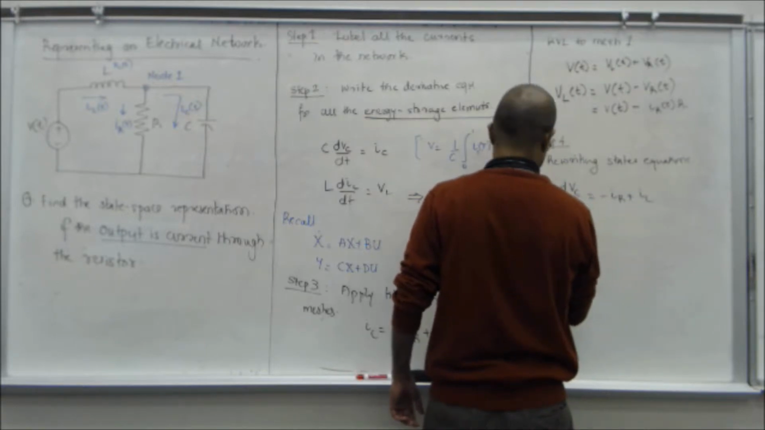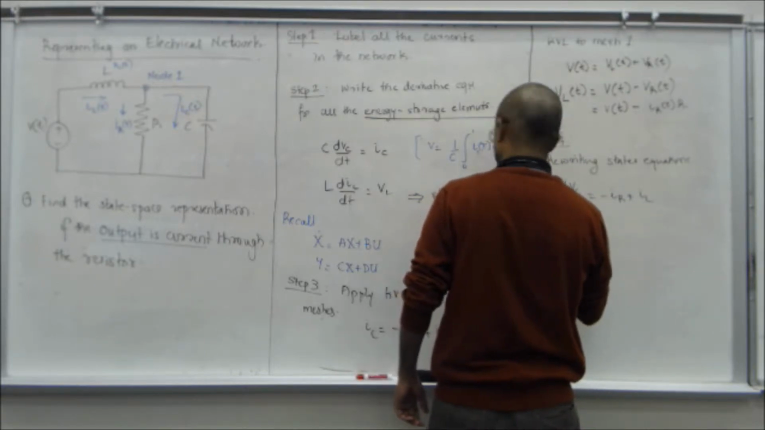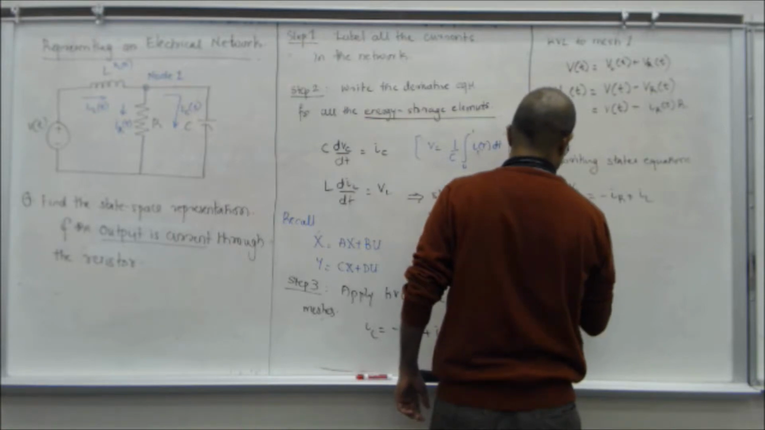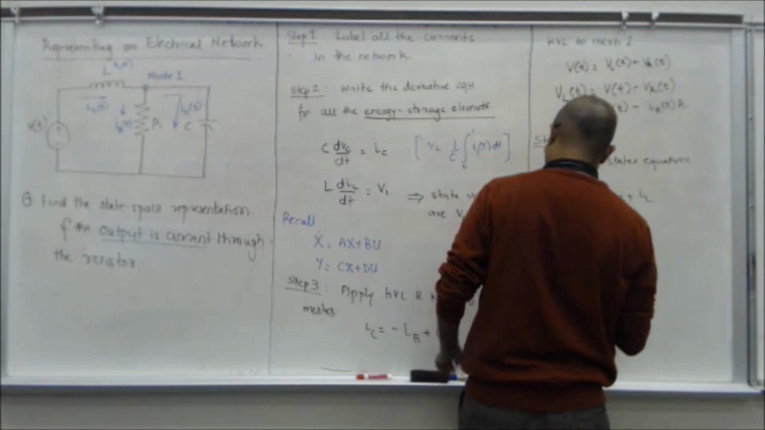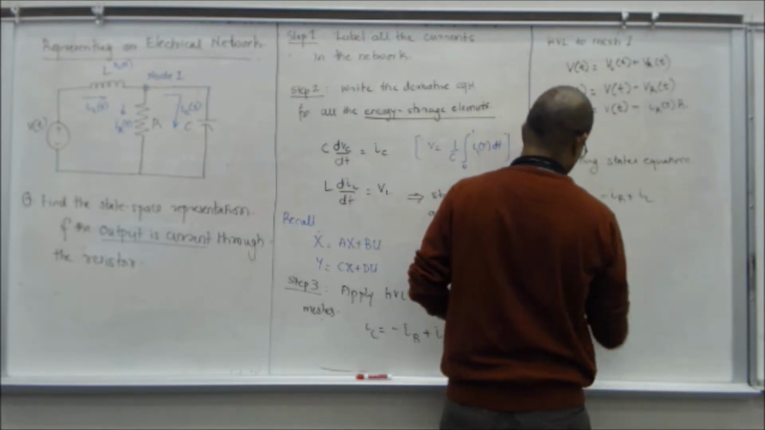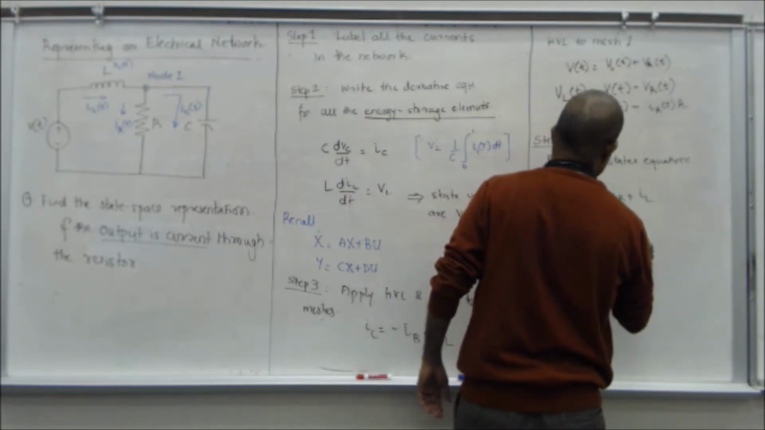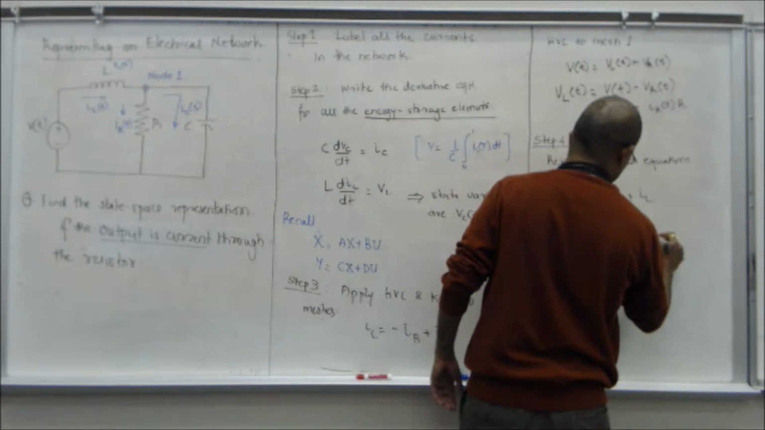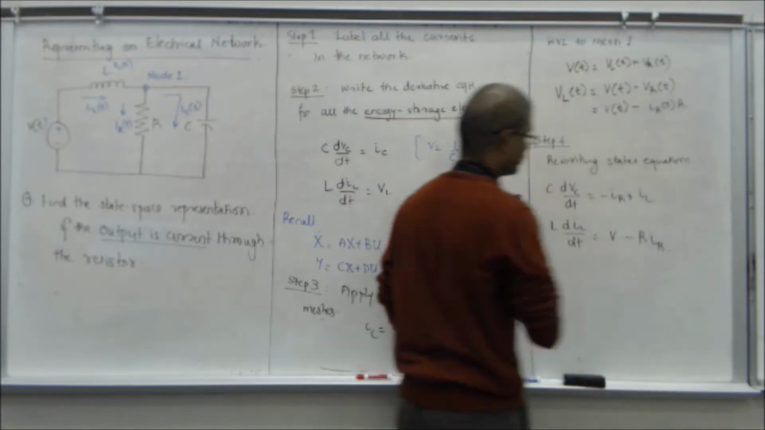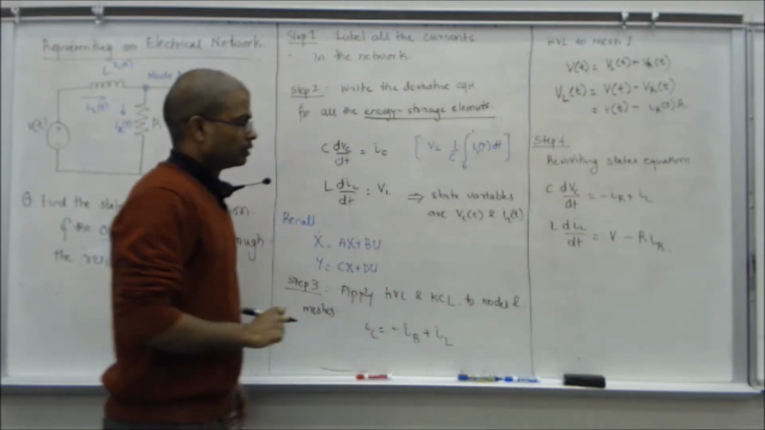and L dIL over dt is equal to V minus R into IR.